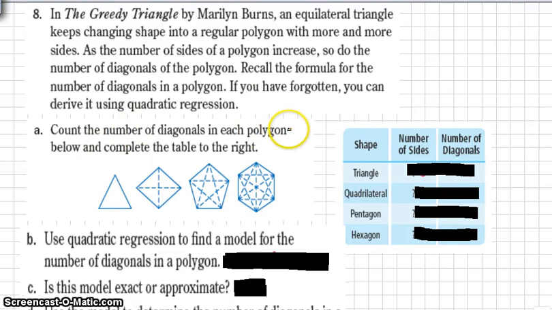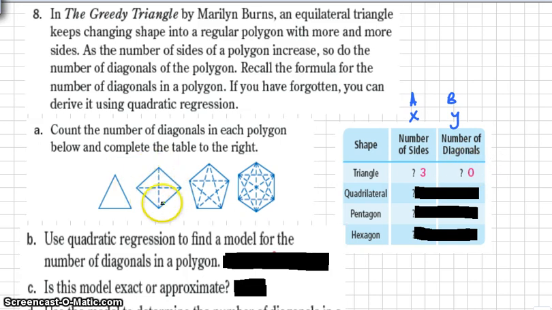Count the number of diagonals in each polygon below and complete the table at the right. So by organizing this information into number of sides and number of diagonals, essentially what we're creating here is x and y values, which will turn into our A column and our B column when we type it into a spreadsheet. If you look at the first polygon, that has 3 sides, and it does not have any diagonals. The diagonals are pictured here by the dotted lines.